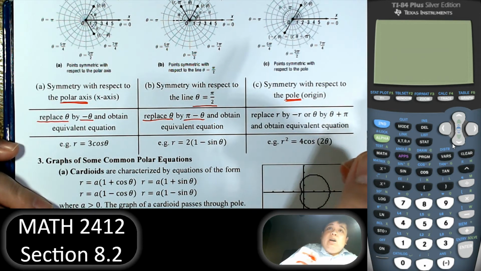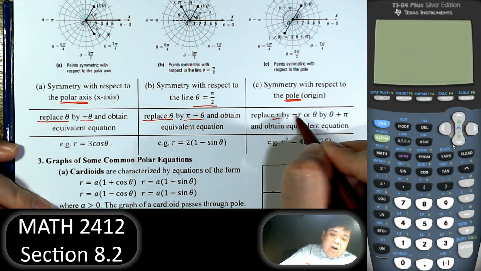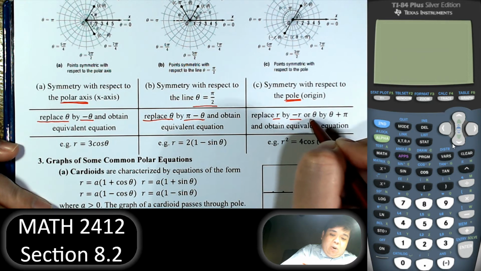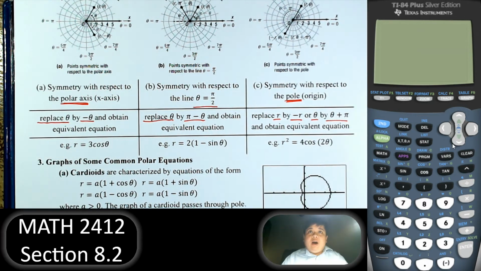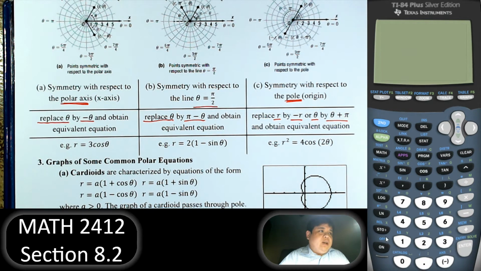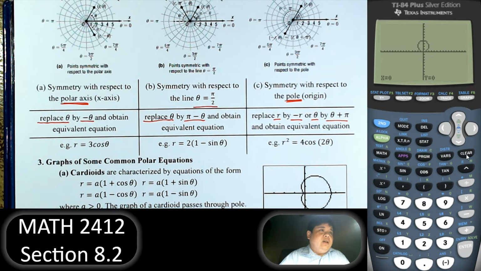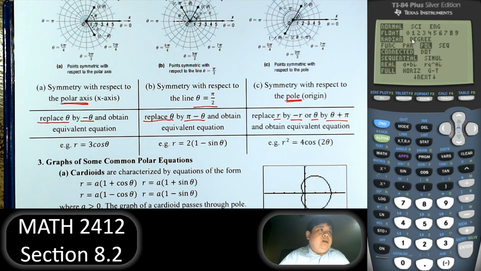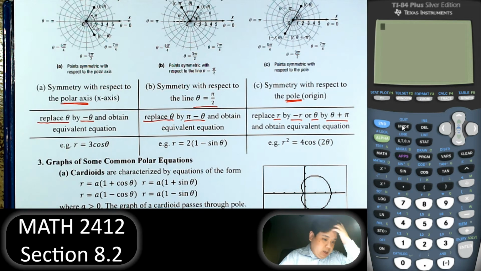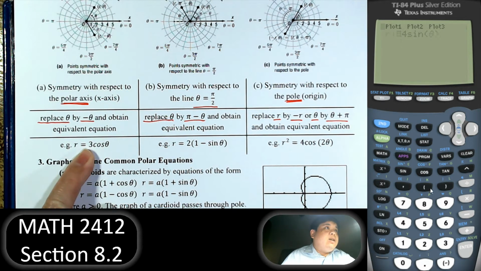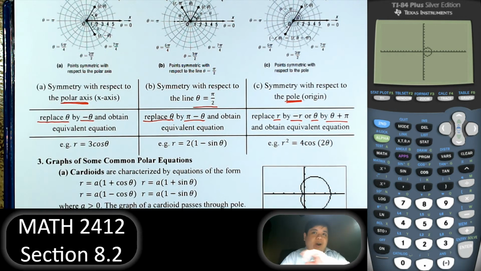And symmetric to the pole, we'll replace r by negative r, or theta by theta plus pi, to get to the same pole. By the way, we can of course graph this, and we can see the symmetry nicely. Right, the mode is polar and it is in radian, so we need to check those two. Right, 3 cosine theta. Yeah, because that's a circle on the right.